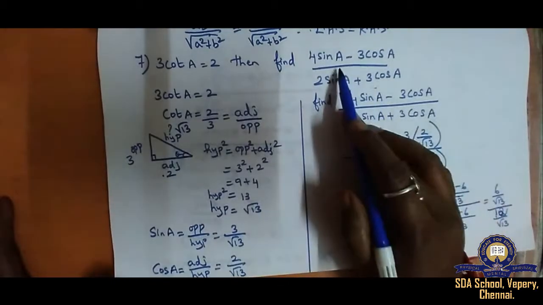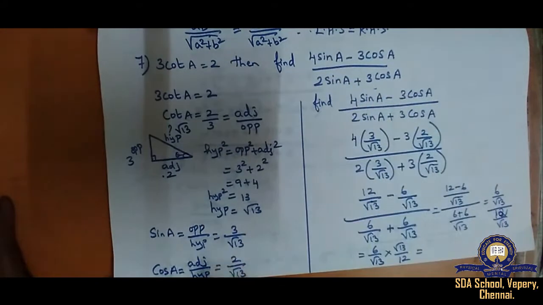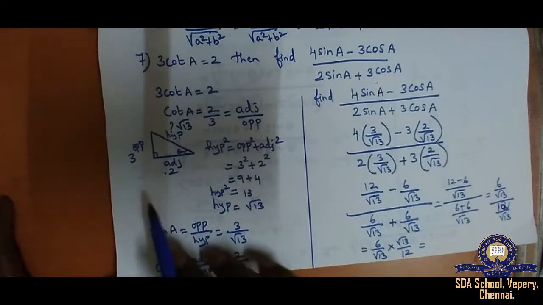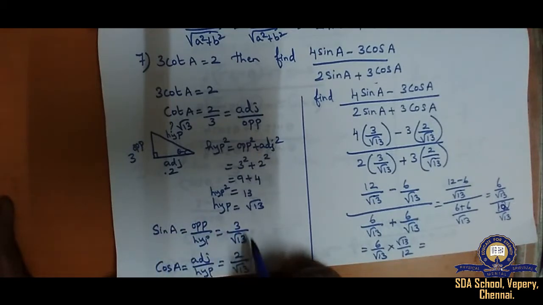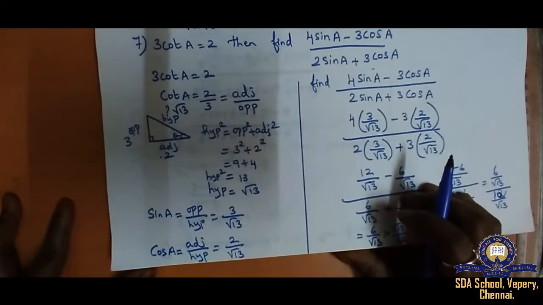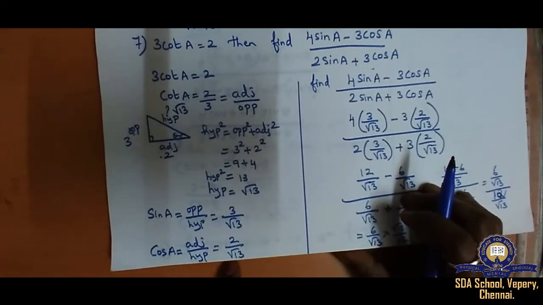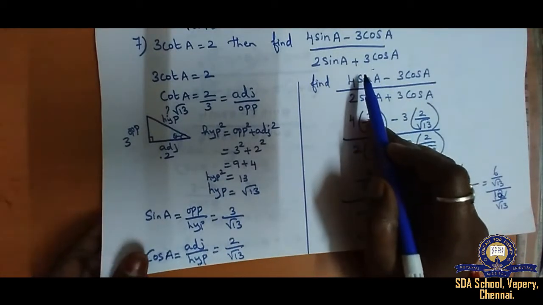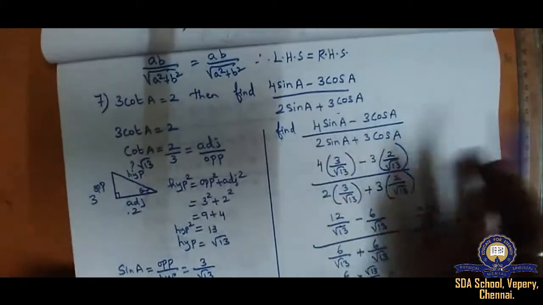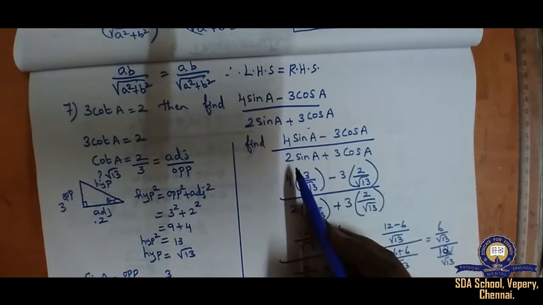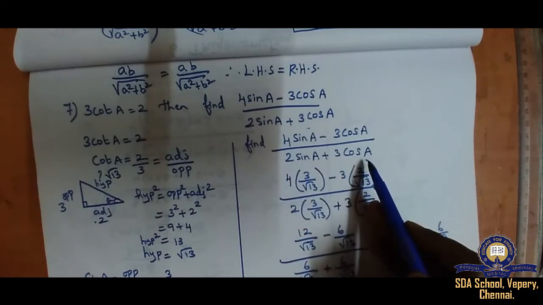So we need the sin A value and cos A value. The sin A formula is opposite by hypotenuse. Opposite is 3. Hypotenuse we got as root 13. The cos A formula is adjacent by hypotenuse. Adjacent is 2. Hypotenuse root 13. So after getting the values, we are going to substitute in the expression given by the question: 4 sin A minus 3 cos A divided by 2 sin A plus 3 cos A.